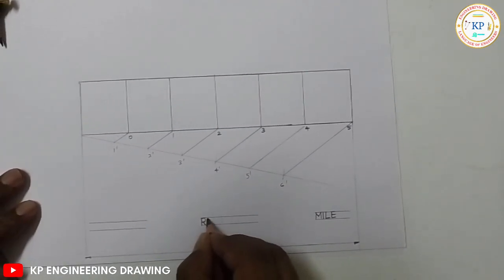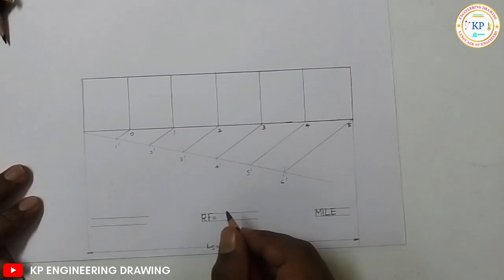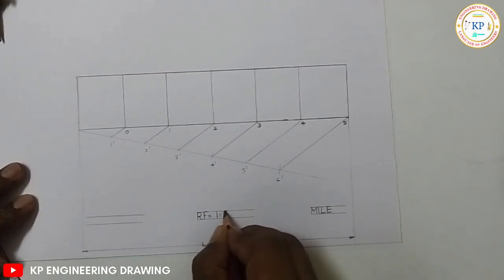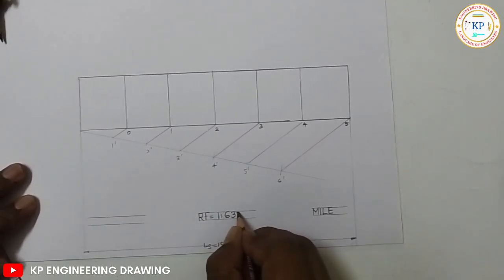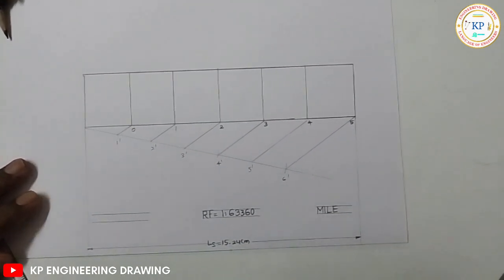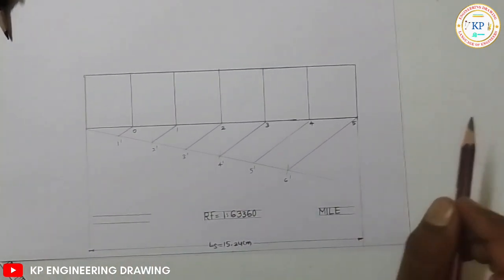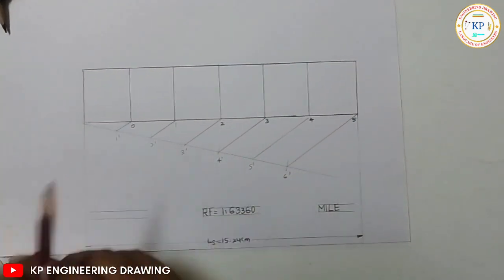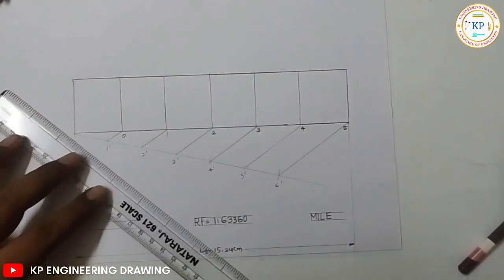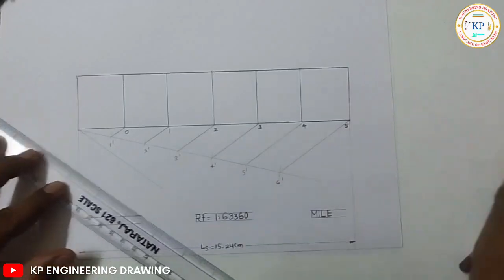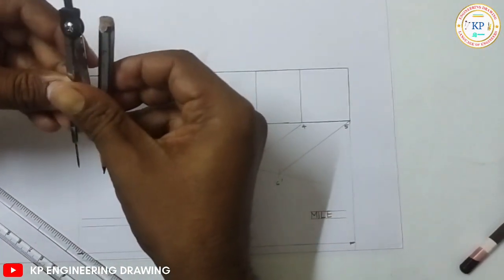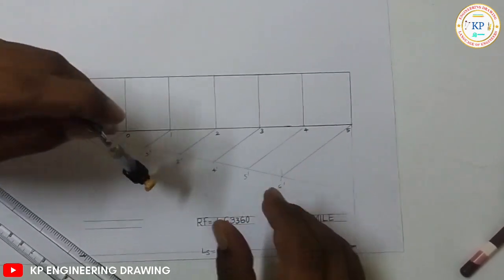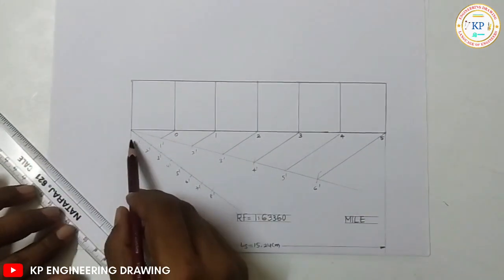RF already we know. RF is equal to 1:63360, right? So already we know that 1 mile is equal to 8 furlongs. So you divide this into 8 equal parts, same by the line divide method. So take this with convenient radius. You divide this into 8 parts. So we have divided again into 8 equal parts.